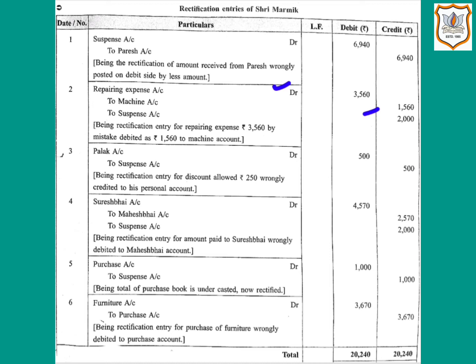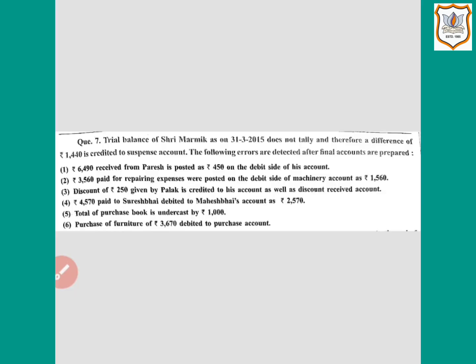So here suspense account will be credited by rupees 2,000, and in narration we will write being rectification entry for repairing expense rupees 3,560 by mistake debited as rupees 1,560 to machinery account. Now let us see the next entry.